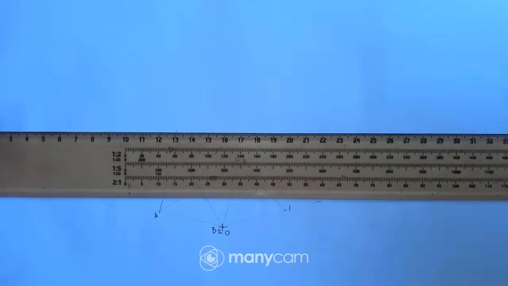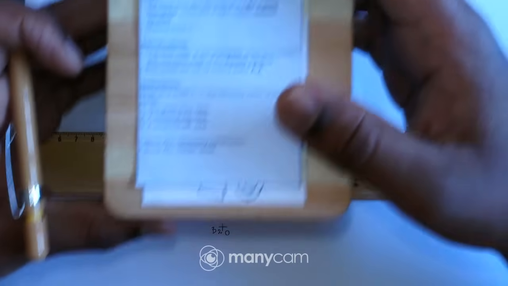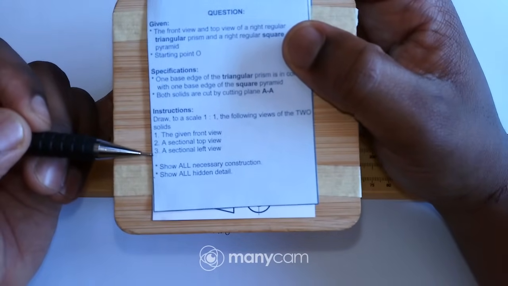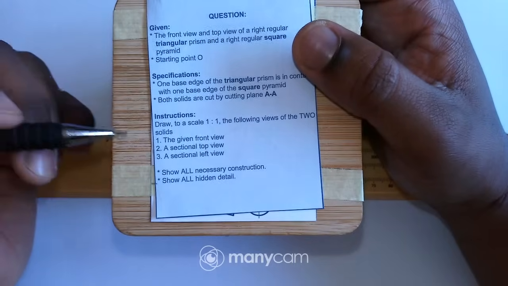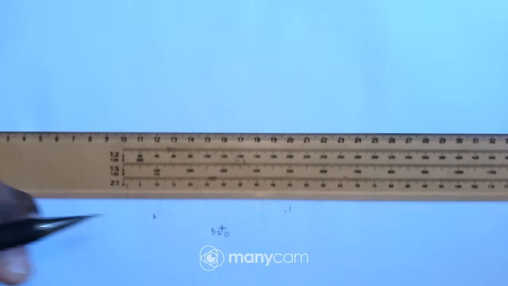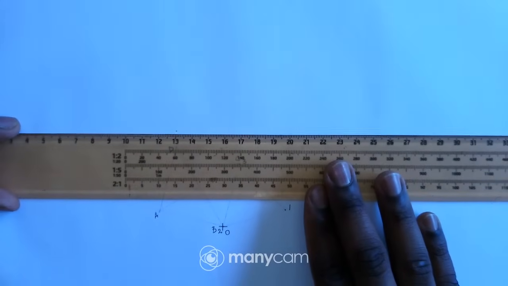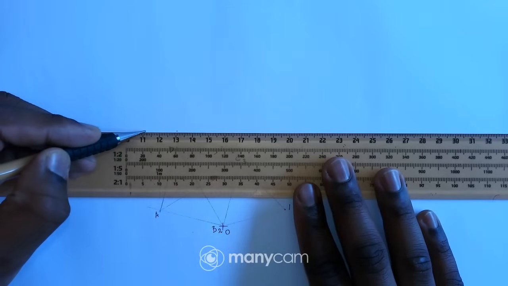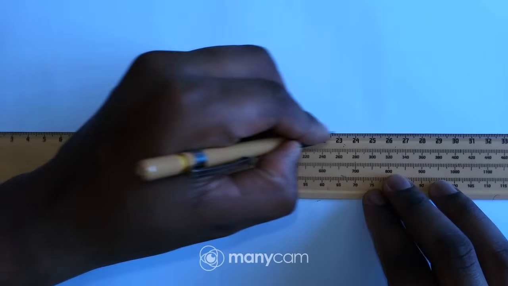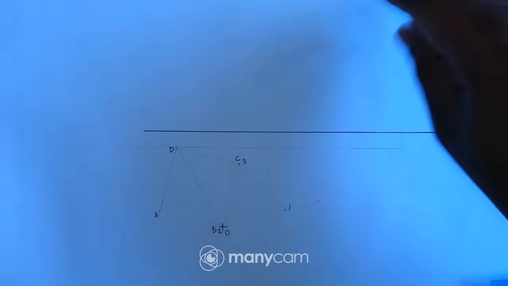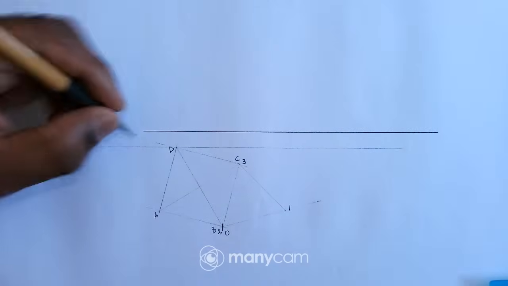so that I can just draw my XY line. So from instructions, they said we have to draw what? A sectional left view, right? Okay, left view, that means that sectional left view will be drawn where? This side, on our right hand side. So my XY line, I will just draw it from here to somewhere here, right? Because I will have to draw the sectional left view, right?